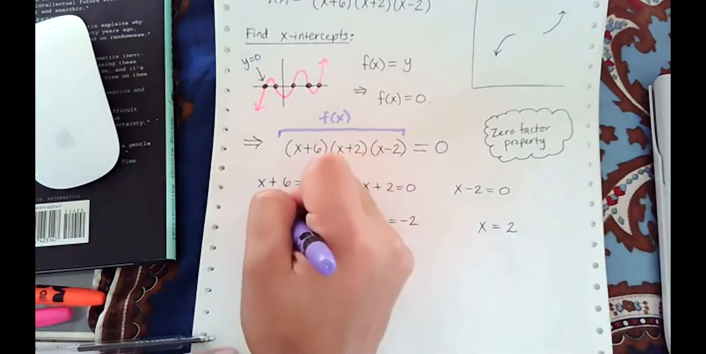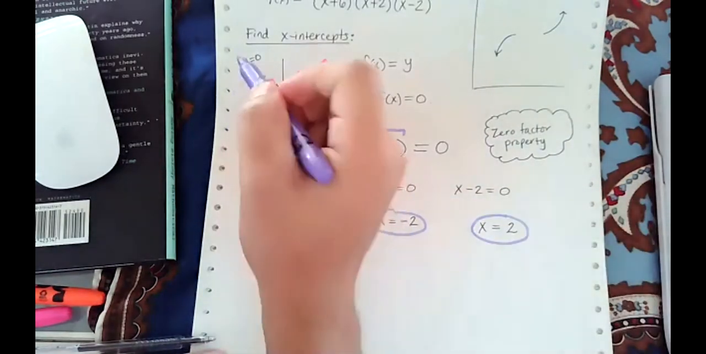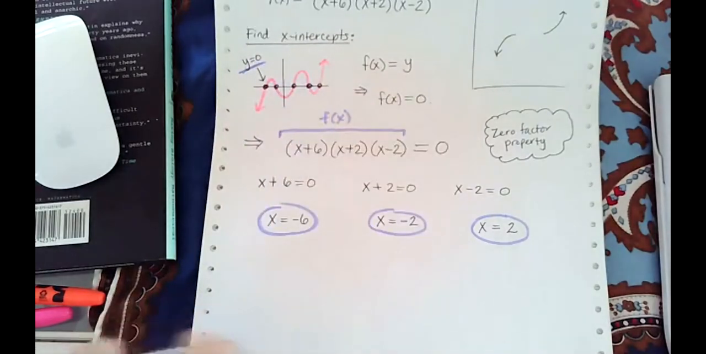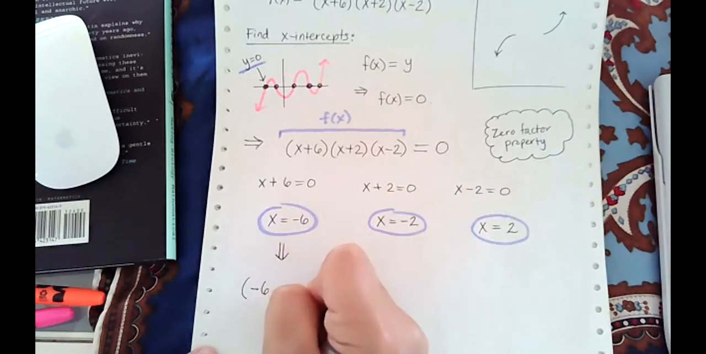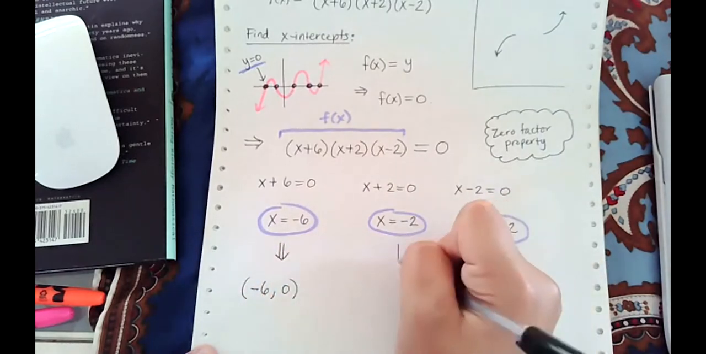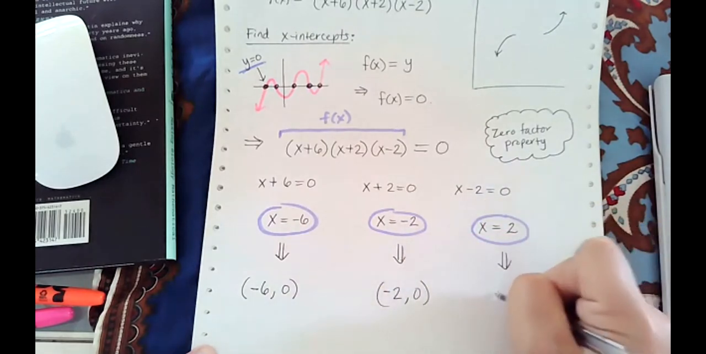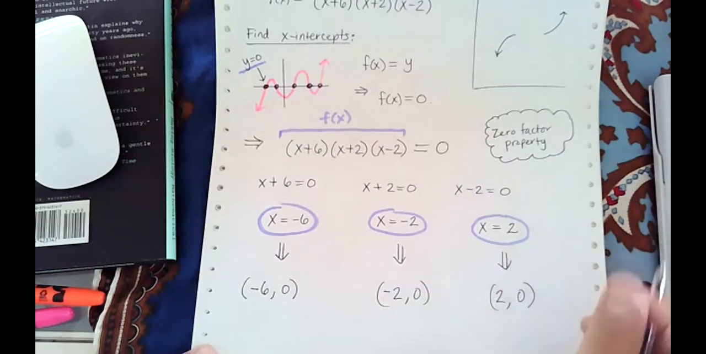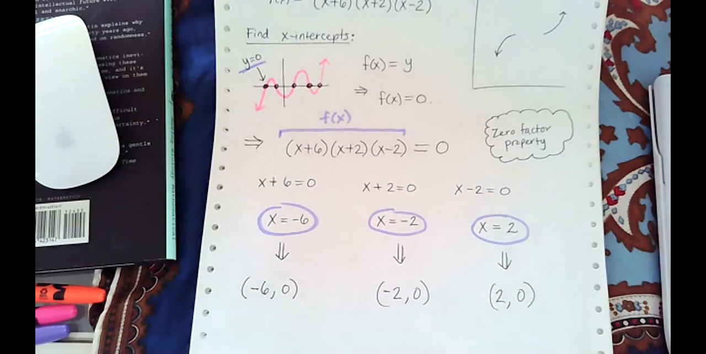So if these are the x values that I get, keeping in mind that y is equal to zero, then the ordered pairs that I get are negative six comma zero, negative two comma zero, and positive two comma zero. Since they all are x-intercepts, they all have a y value of zero. And these are points that exist on the graph of the function.